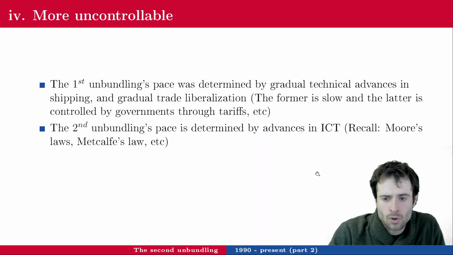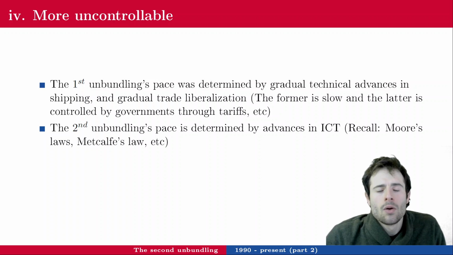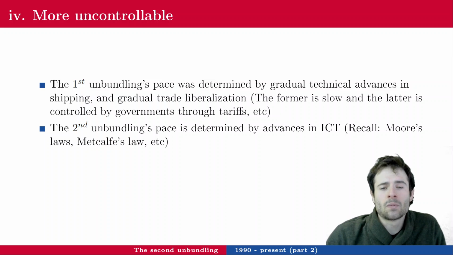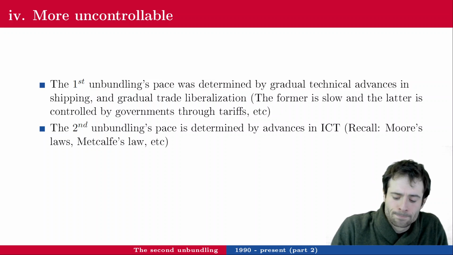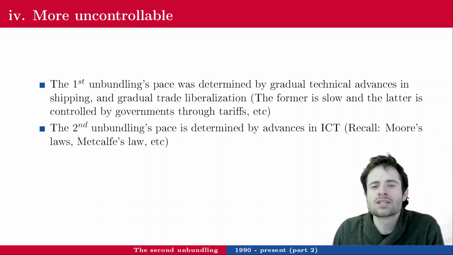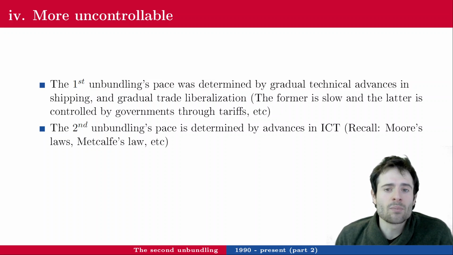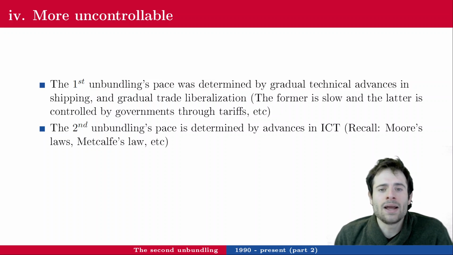Okay, I went overboard. Let's see how fast I can go. I'll try to finish at least those notes. So, the second unbundling is more uncontrollable because of its pace. Before, with the first unbundling, the pace was led by investment in infrastructure and countries agreeing to lower their tariffs. With the second unbundling, the pace is determined by technological advances in ICT.